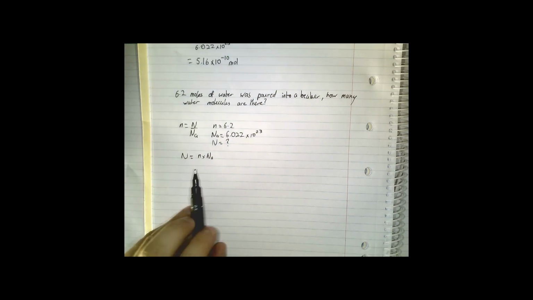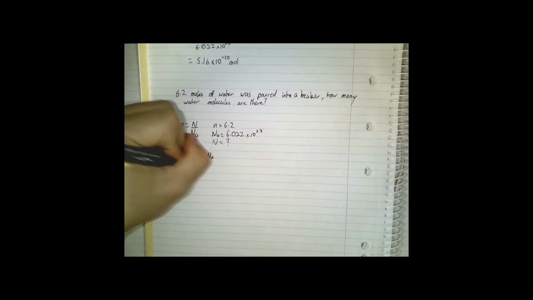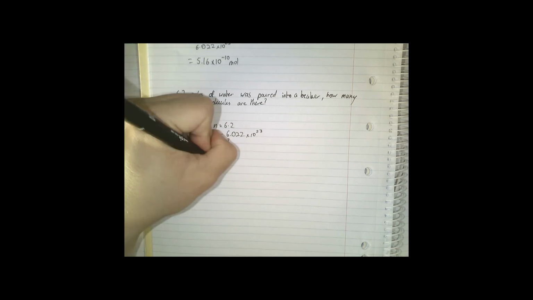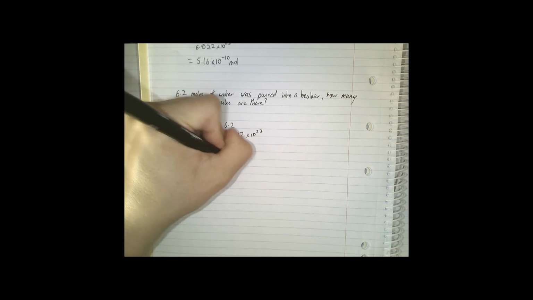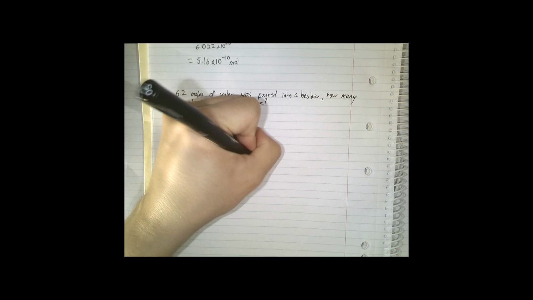And so what we can do is substitute our two values that we know into the right hand side of our equation and calculate for big N, which is the number of particles, in this case the number of water molecules. So 6.2 times 6.022 times 10 to the 23.